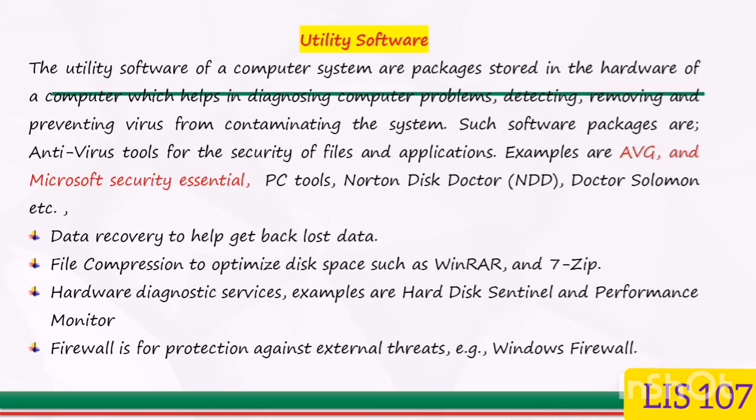Another thing that utility software does is that in case you lose data, it can help you recover your data. It can help you compress your file size. It can also check if your computer is performing well. If it's not performing well, what might be the problem? If there is an external threat, it notifies you that there's an external threat. That is what utility software does.